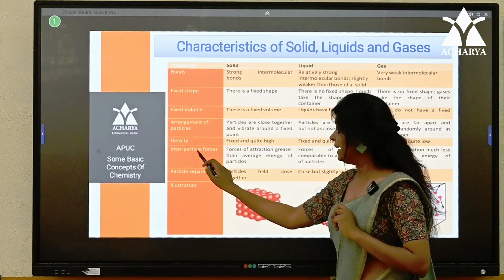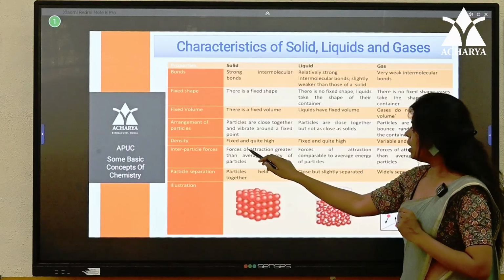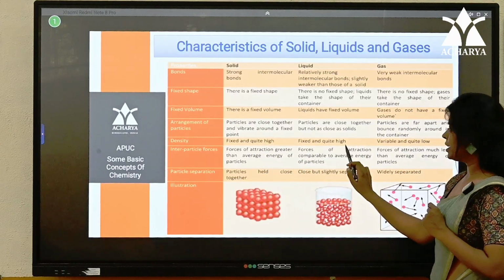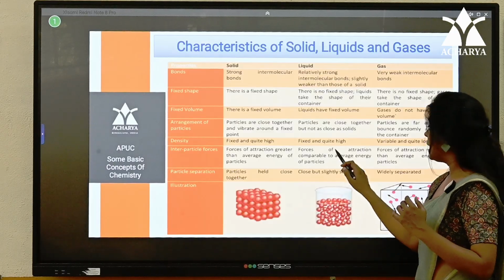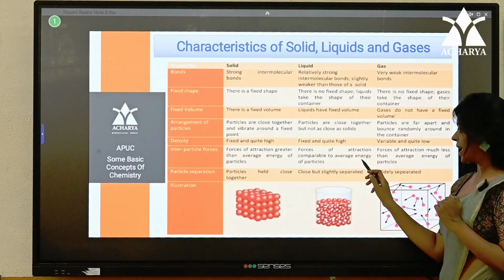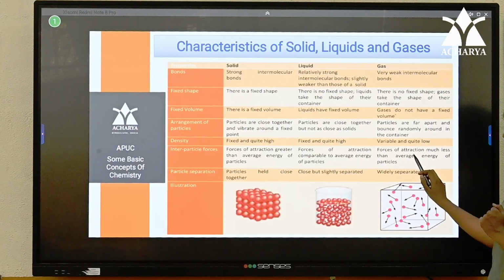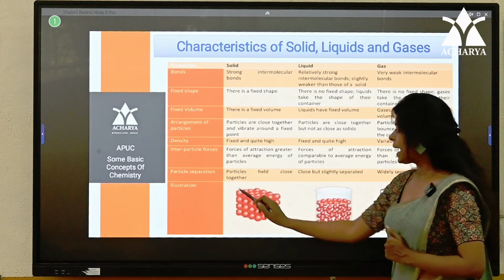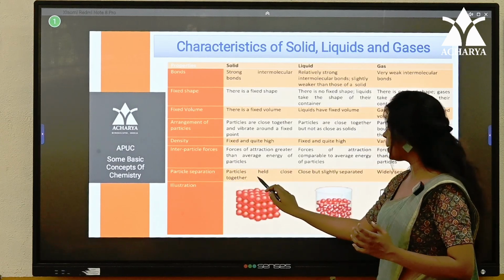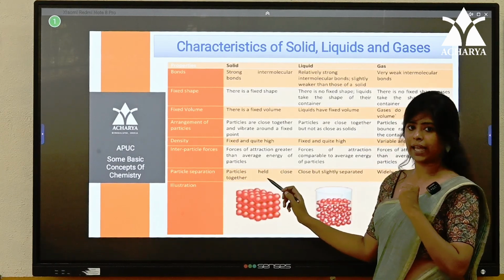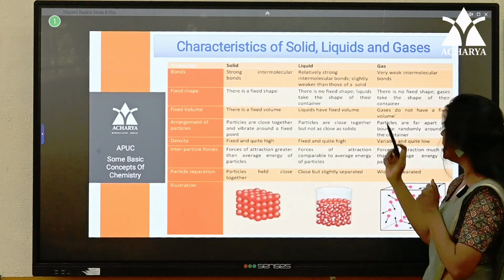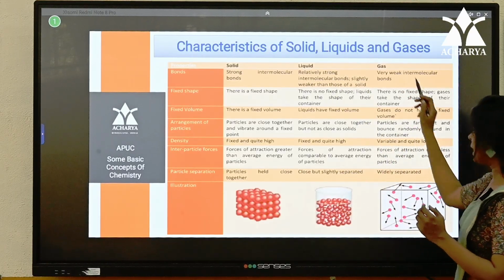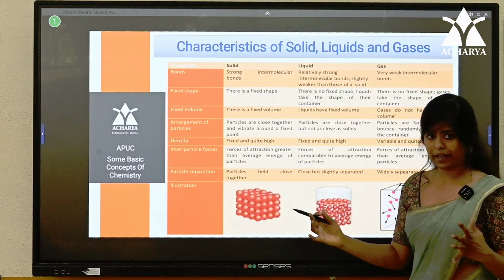Again, if you observe interparticle forces, force of attraction is greater than the average energy of particles here. When it comes to liquids, force of attraction is comparable to average energy of particles. In case of gases, force of attraction is much less than average energy of particles. Again, if you see the particle separation, here particles are held close together, very tightly packed. In case of liquids, close but slightly separated. In case of gases, widely separated.